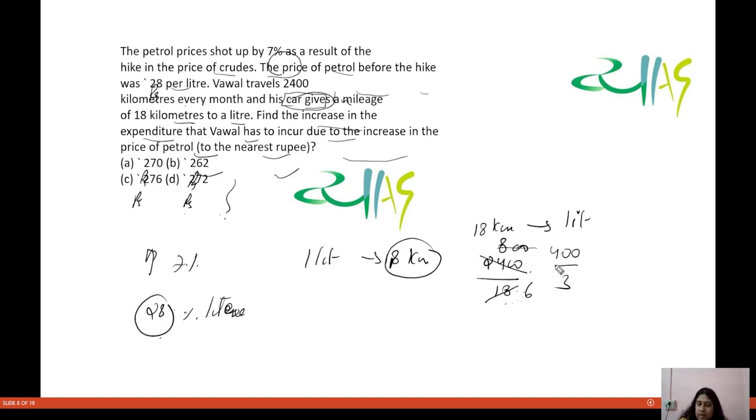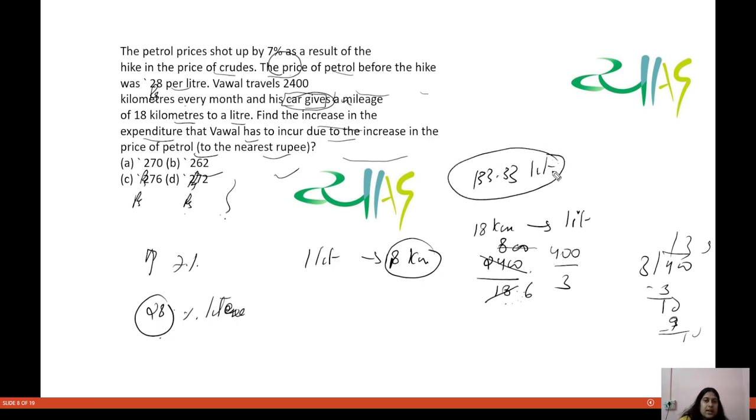So this will come to be how much? I think 133 point something, because this will be 3, 10, 3 9s, again 10. So 133.33 liters of petrol he needs. Now find the increase in the expenditure that Vowel has to incur due to the increase in the price. Now see what is the expenditure this Vowel has to do in 1 month earlier.